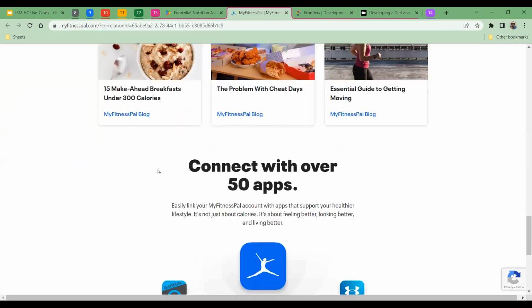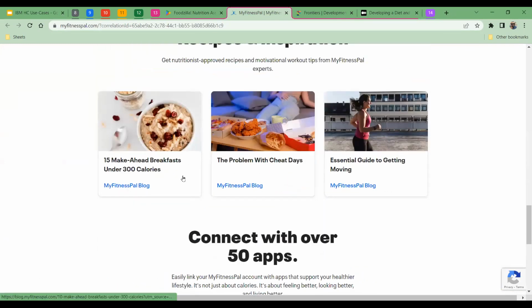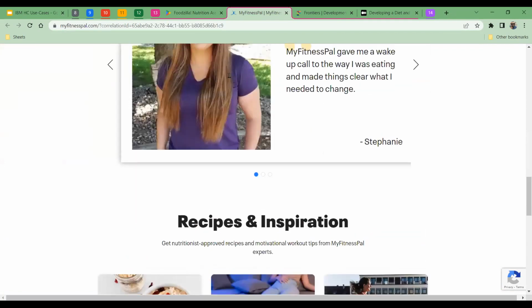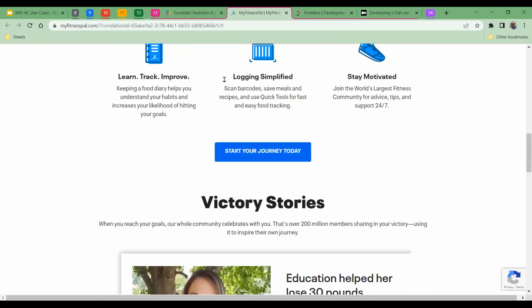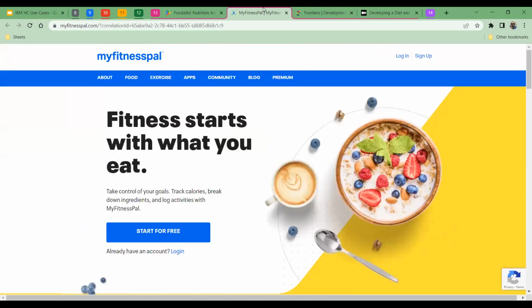By providing services to people, like a healthy breakfast, or a guide on how to stay motivated and how to keep moving. And there are cheat days also, so how to tackle the cheat days and turn them into a nutritional day. So you can also have a lot of suggestions. So yeah, that's about MyFitnessPal.